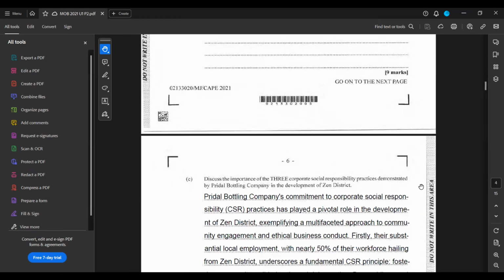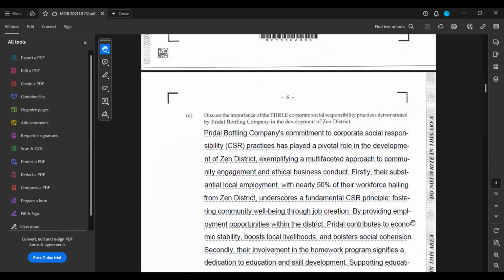Firstly, their substantial local employment, with nearly 50% of their workforce hailing from Zen District, underscores the fundamental CSR principle of fostering community well-being through job creation. By providing employment opportunities within a district, Pridal contributes to economic stability, boosts local livelihoods, and bolsters social cohesion.